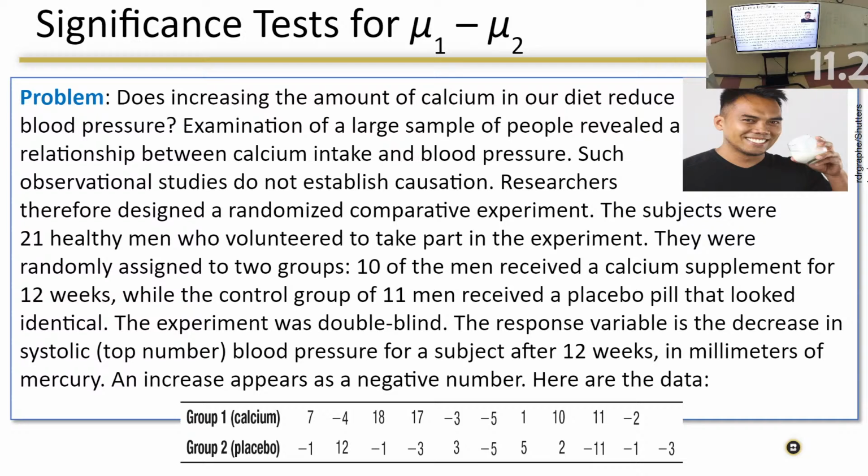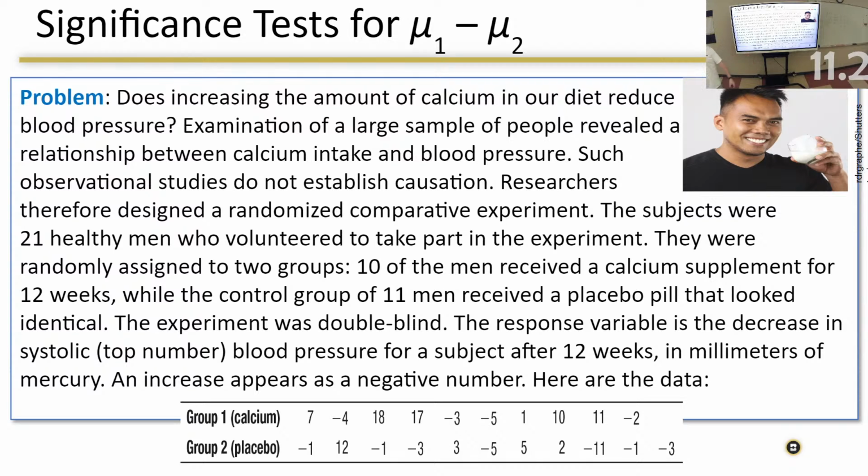The subjects were 21 healthy men who volunteered to take part in the experiment. 21. Dadgummit. That means I'm probably going to have to graph that data. 10 of the men received a calcium supplement for 12 weeks, while the control group of 11 men received a placebo pill that looked identical. The experiment was double blind. Oh man, remember that, right? Double blind. That means I don't know what I'm giving, and the receiver doesn't know which one they got.